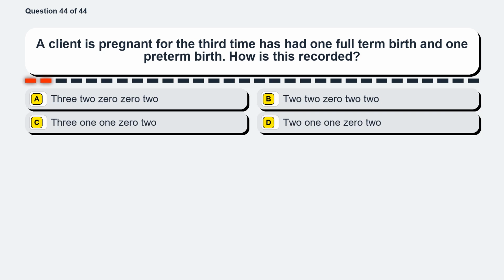Question 44. A client is pregnant for the third time, has had 1 full-term birth and 1 preterm birth. How is this recorded? Option A, 32002. Option B, 22022. Option C, 31102. Option D, 21102.